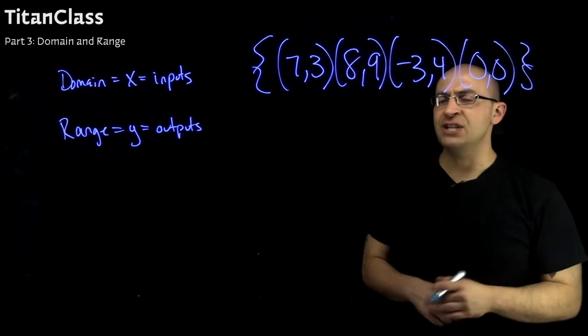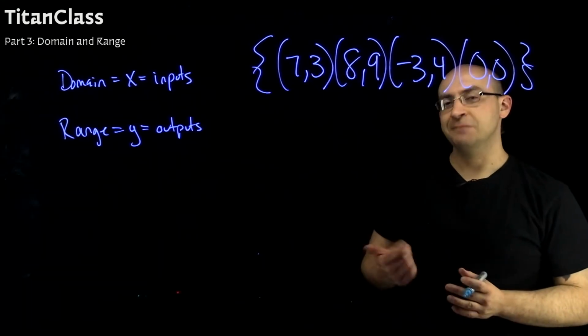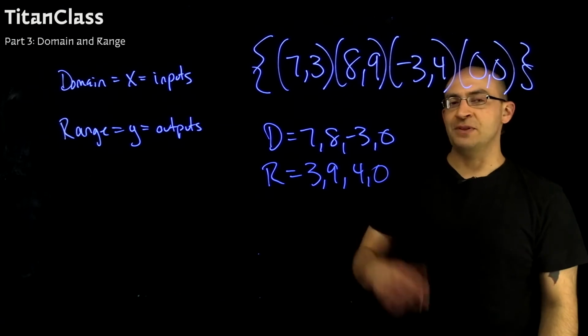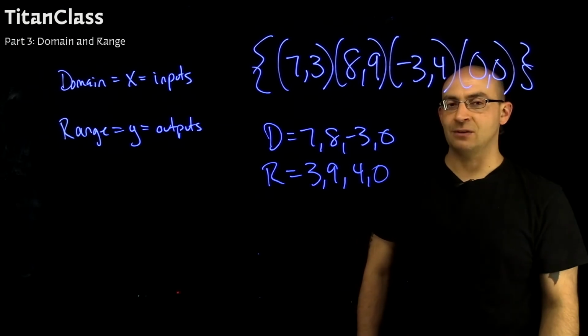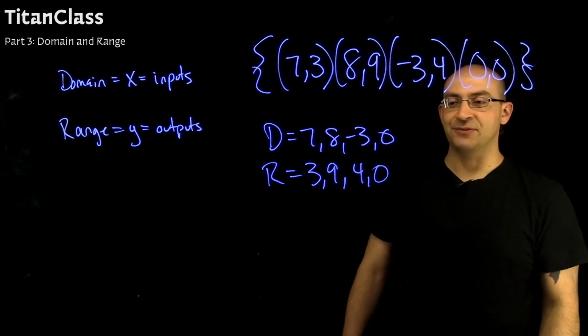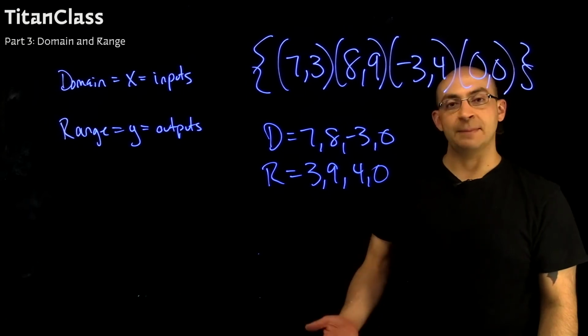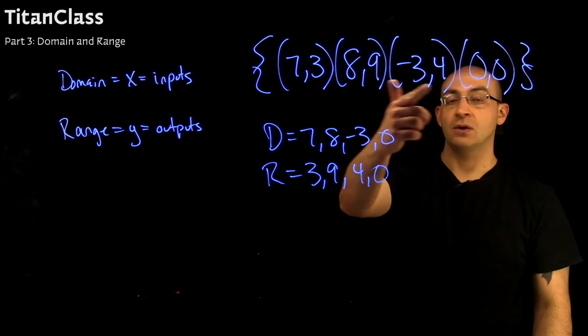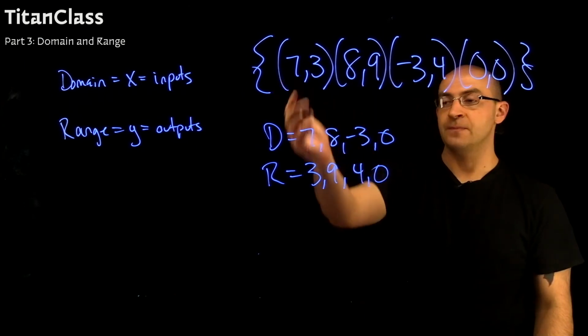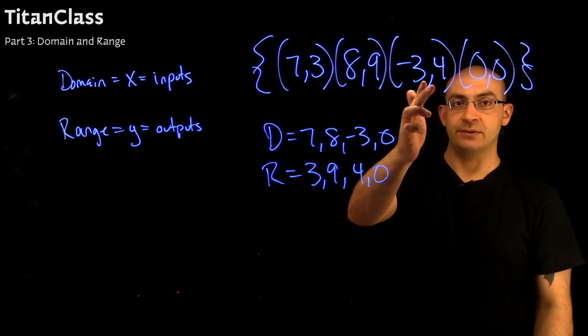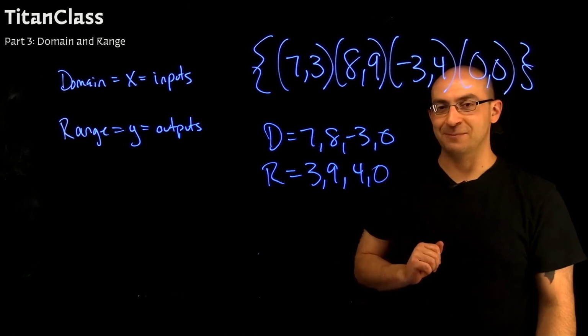What's the domain and range of this ordered pair set? I'll wait. If you told me the domain was 7, 8, -3, and 0, and that the range was -3, 9, 4, and 0, you're looking good. The domain values are simply just the x values, or the numbers in the front of each ordered pair, and the range values are the back values, or the y values of each ordered pair.